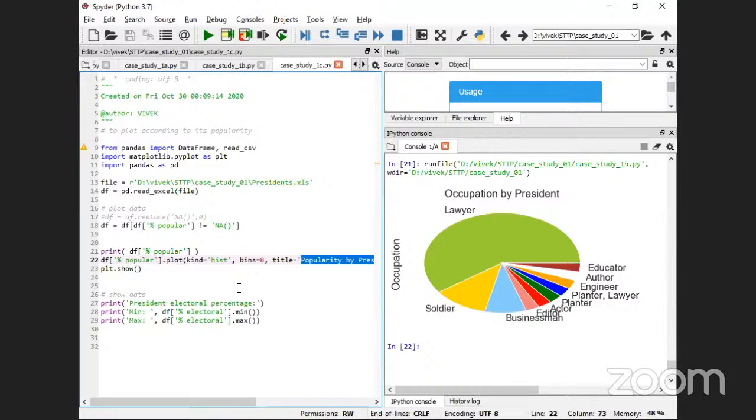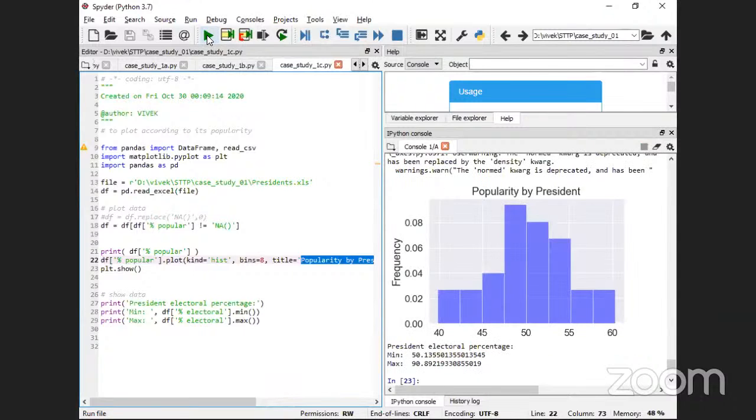Now this program is going to generate a histogram by which you can understand what is the percentage of frequency, what is the highest percentage of frequency. So you can see here that this program has generated an output in the bottom left corner, which is a console. You can see that it has generated an output where popularity by president, right?